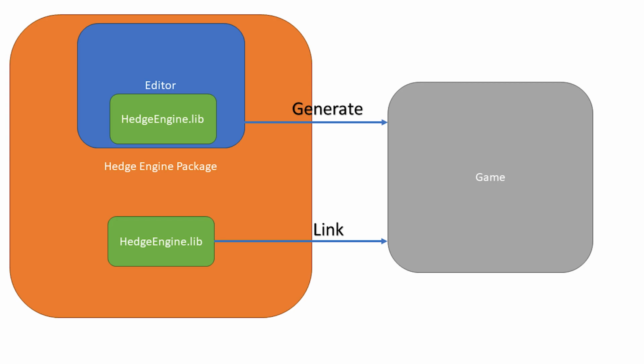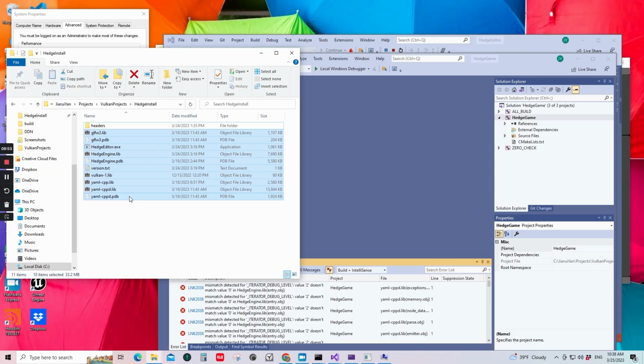So let's take a look at how to manually generate the package and build the game that links the package. First, let's delete all the libraries here and regenerate them.